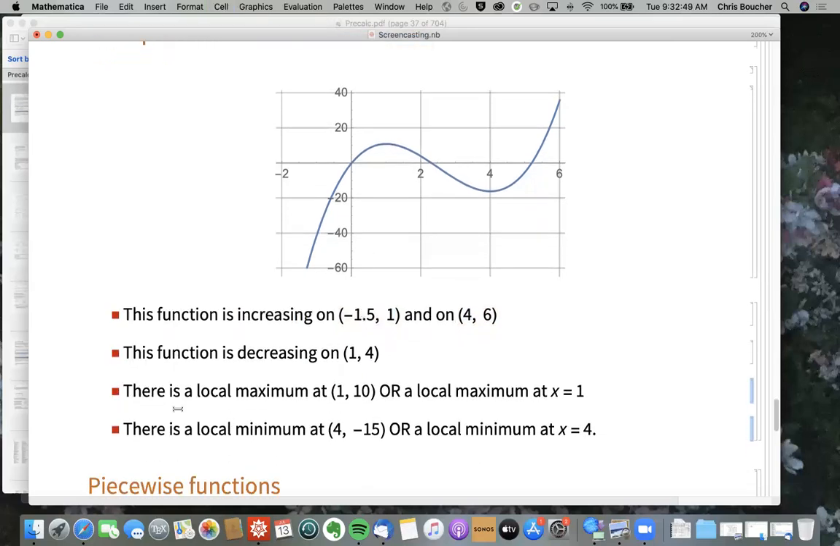Indeed. And so how you report a local maximum, you can report the coordinates of the point. So this point right here looks like about the point (1, 10). I think it's almost better just to report the x value, and the reason is it's easy to confuse this point with an interval because of the notation, but either is fine. And likewise, the local minimum is this point, which looks like about (4, -15). Or if you just say a local minimum at x equals 4, that's fine as well.